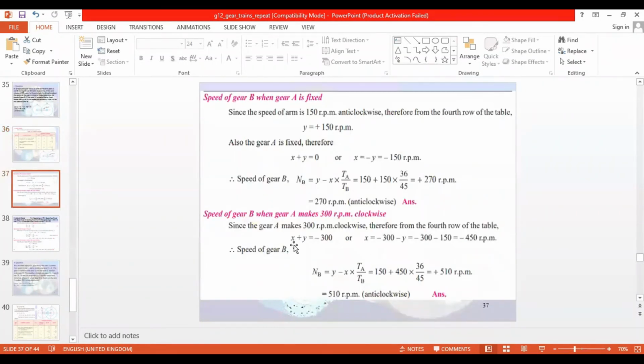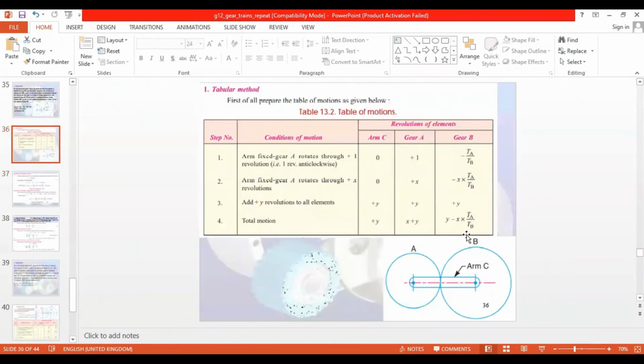From here, I can find X is equal to minus 300 minus Y, right? X is equal to minus 300 minus Y. So minus 300 minus Y, Y we know that is 150. So minus 300 minus 150, that is equal to minus 450 RPM. Okay. So now we can replace it in this equation. I know Y, I know X, TA and TB are given. So I will go for this.